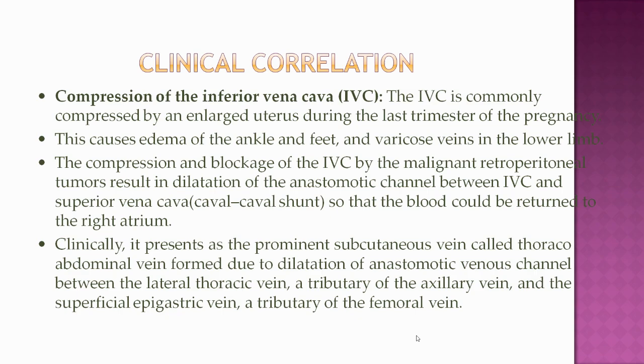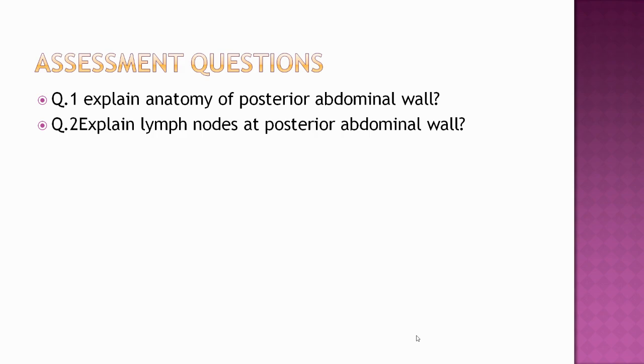Clinically, it presents as a prominent subcutaneous vein called the thoracoepigastric vein, formed due to dilation of the anastomotic venous channel between the lateral thoracic vein, a tributary of the axillary vein, and the superficial epigastric vein, a tributary of the femoral vein. Now there are two assessment questions.